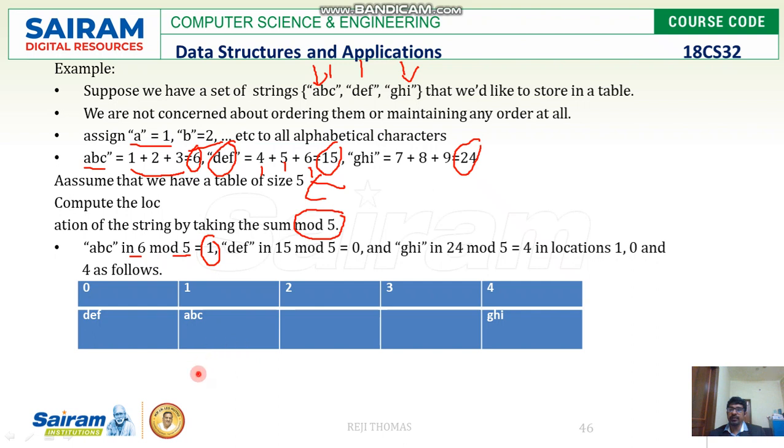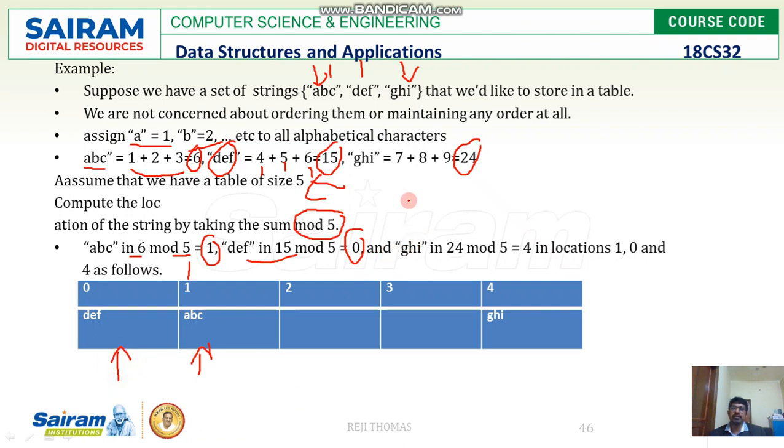So this ABC will be stored at index value 1. Look at this. Same way for DEF I got it as 15. Mod 5 will give me 0. So where will I store this DEF? DEF will be stored at index value 0.